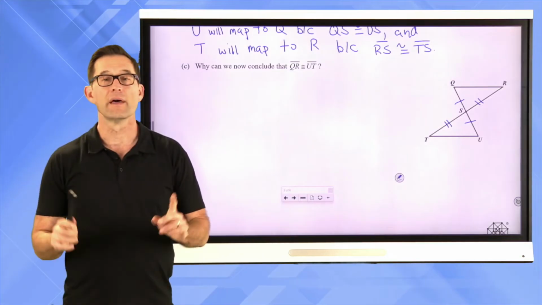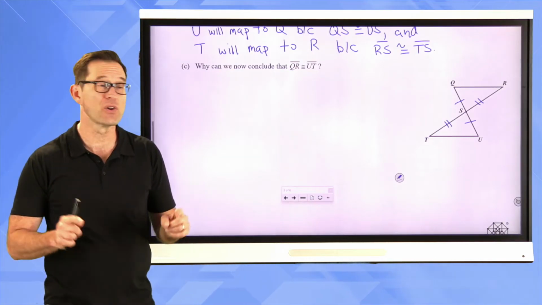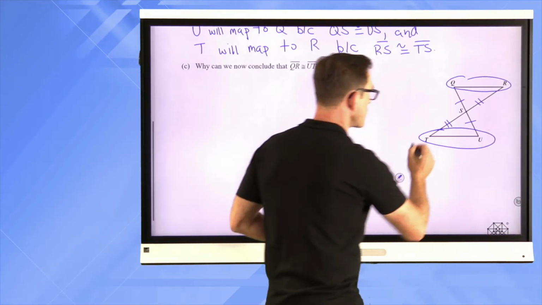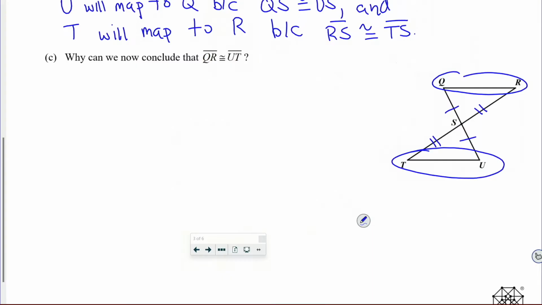Okay. Letter C. Why can we now conclude that QR is congruent to UT? So why can I now conclude that this segment must be congruent to that segment? Pause the video now and see if you can write something down.